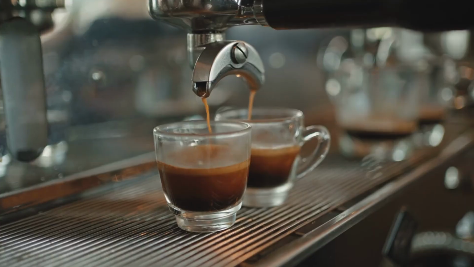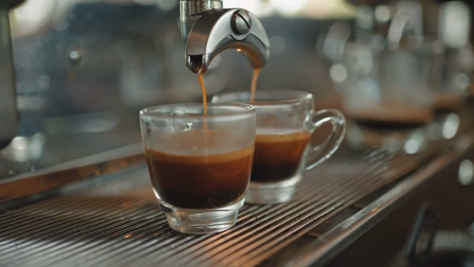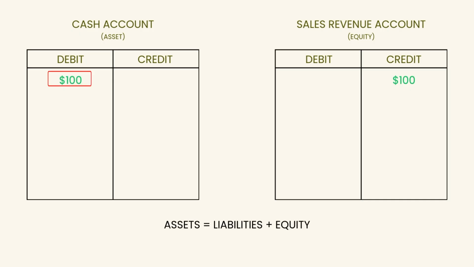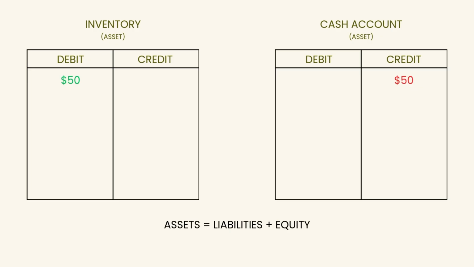For example, let's say there's a coffee shop, Morning Brew Cafe, which one morning sells $100 worth of coffee. So it records a debit to the cash account by $100 because cash is an asset and it's increasing the account, and it credits the sales revenue account by $100 because revenue increases equity. If the same coffee shop purchases $50 of coffee beans, you'd see a debit, an increase in inventory by $50 because inventory is an asset account, and it credits the cash account, decreasing it by $50, which is a reduction in the asset.